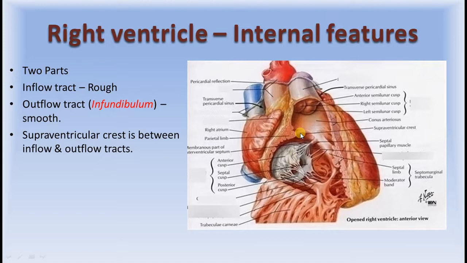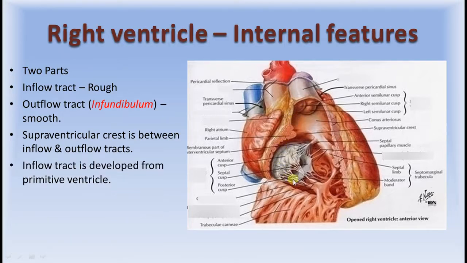Supraventricular crest. Between the outflow tract and the inflow tract, we have a ridge which is called the supraventricular crest. So the inflow tract is rough and the outflow tract is smooth. The outflow tract is situated above, in front, anterior to and to the left of the inflow tract.